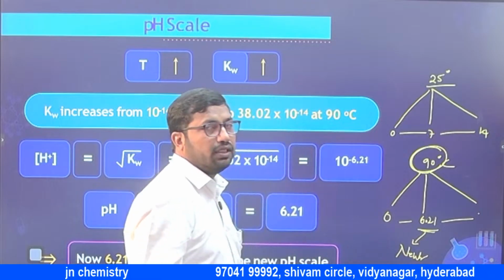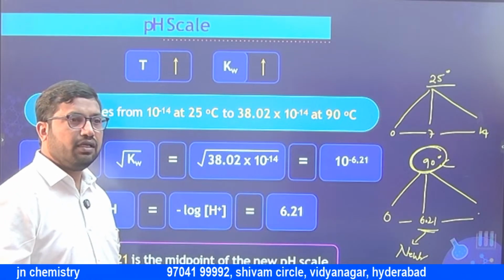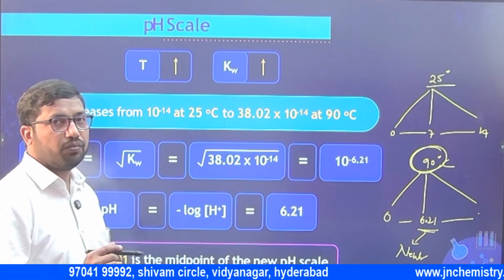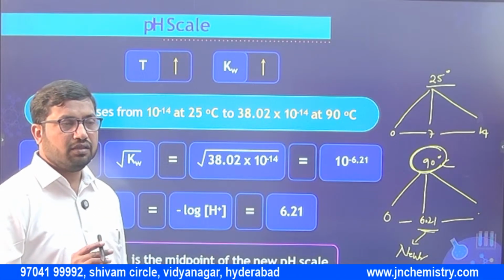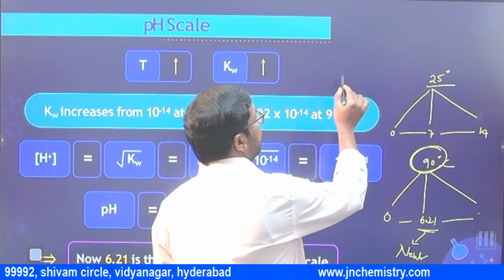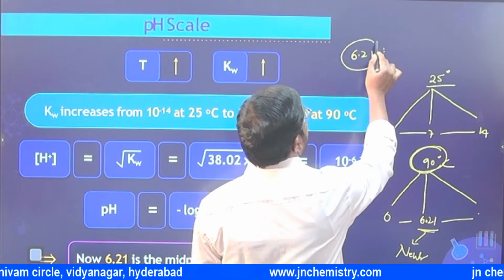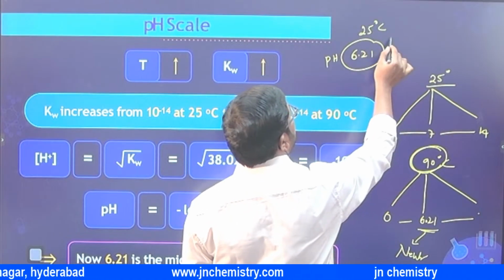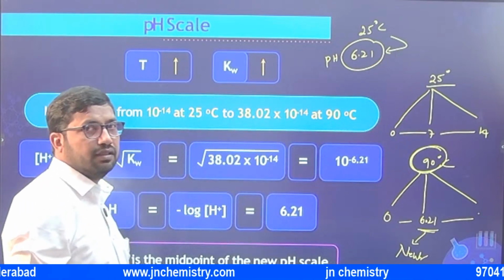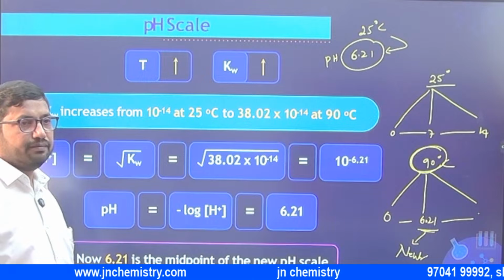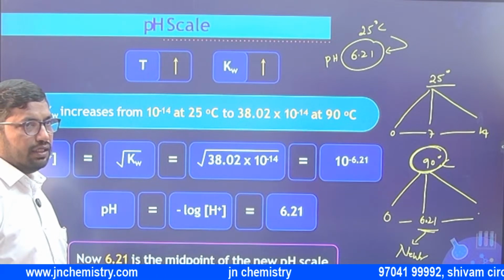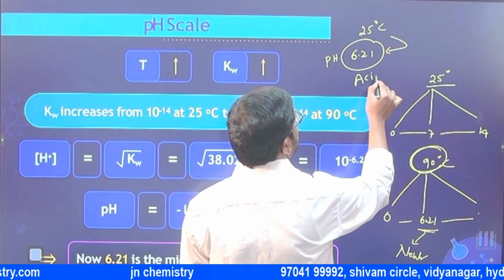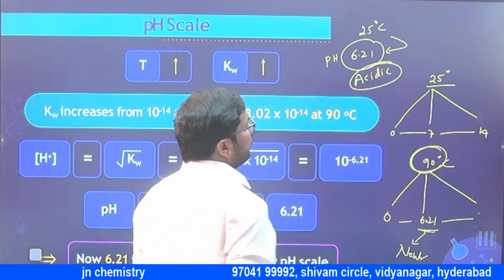The same question: the pH is 6.21 at 25 degrees centigrade. At 25 degrees centigrade, is the solution acidic, basic or neutral? At 25 degrees centigrade, this is acidic. Don't get confused.